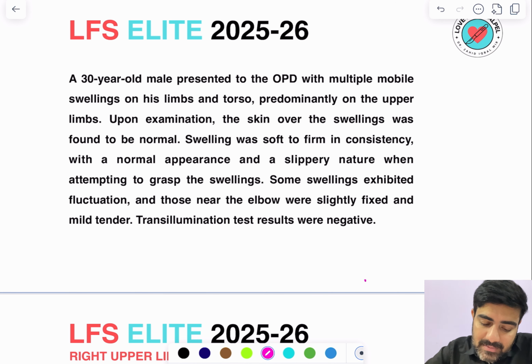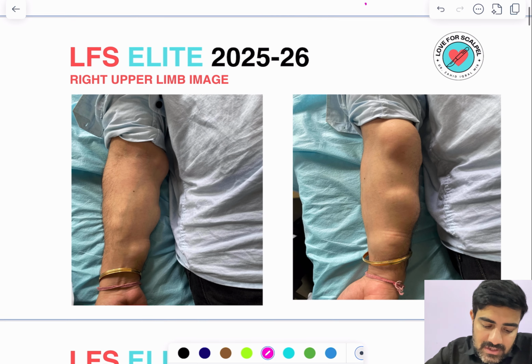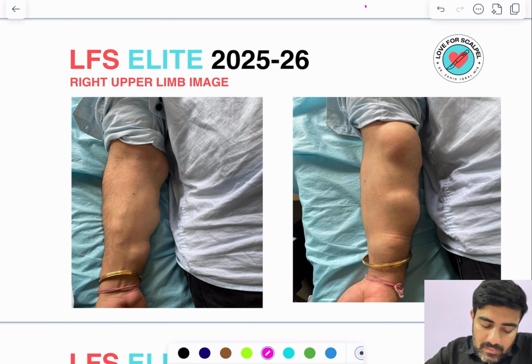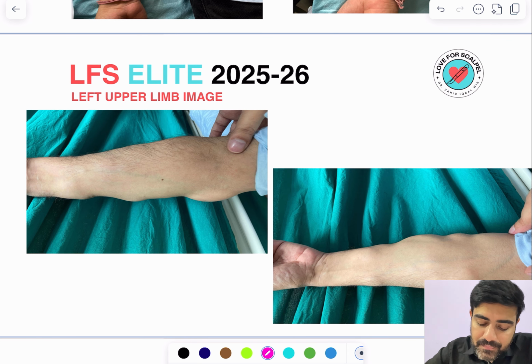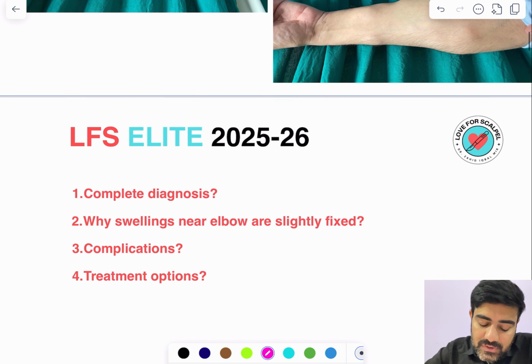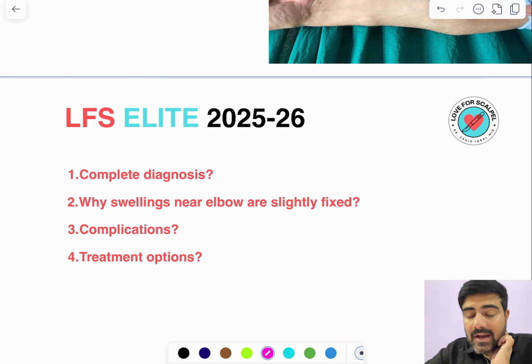Okay, then we have these images. This is the first image of the right upper limb. Both images show multiple swellings of the right upper limb, and then we have this image of the left upper limb, again showing multiple swellings. So then we have these questions: complete diagnosis. Why are swellings near the elbow slightly fixed? What are the complications of this swelling and what are the treatment options?